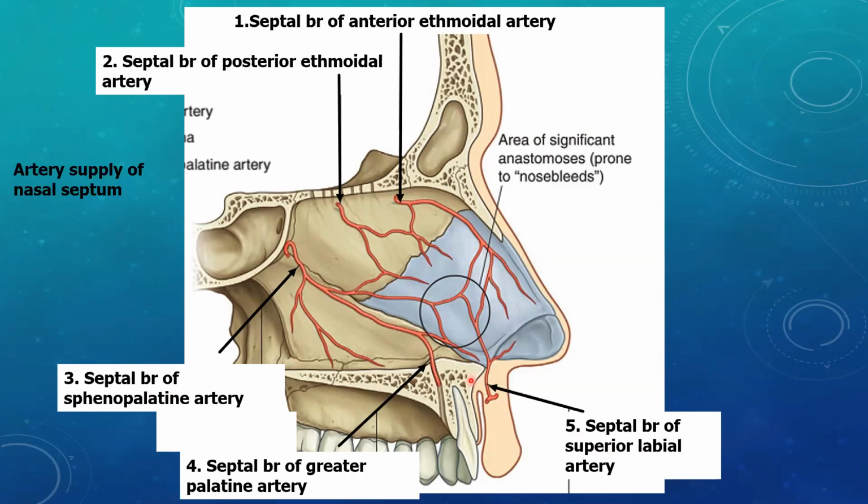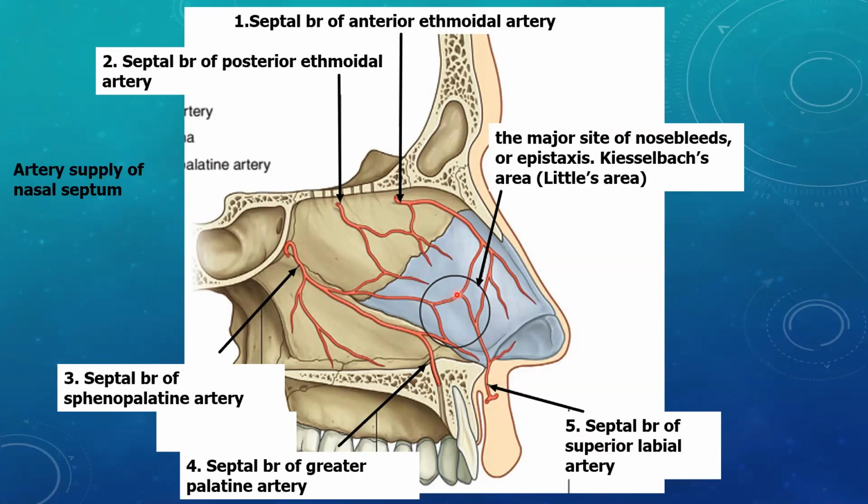All are septal branches. Now, all these arteries will anastomose in this area. So all arteries are anastomosing here. Because of this, the nasal septum is highly vascular, especially this area. This area is prone to nosebleeds, and nosebleed is known as epistaxis.